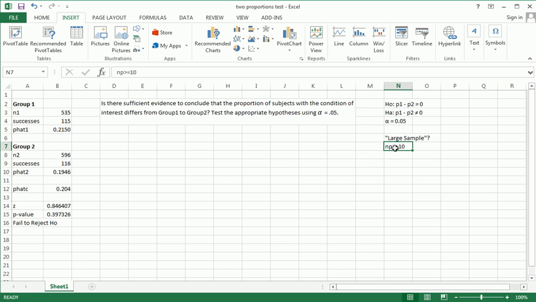What this means is that your sample has at least 10 successes, n times p is greater than or equal to 10, and n times 1 minus p is greater than or equal to 10 failures. So what this is saying is, does your sample have at least 10 successes and 10 failures? If so, you can continue to use this large sample approximation.